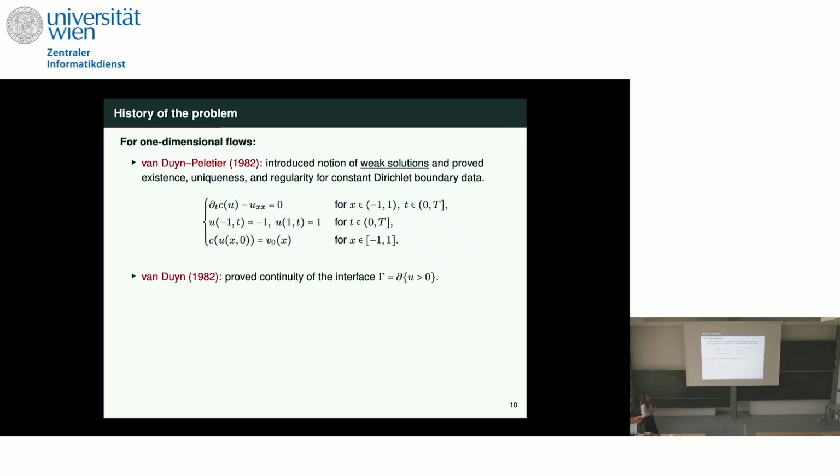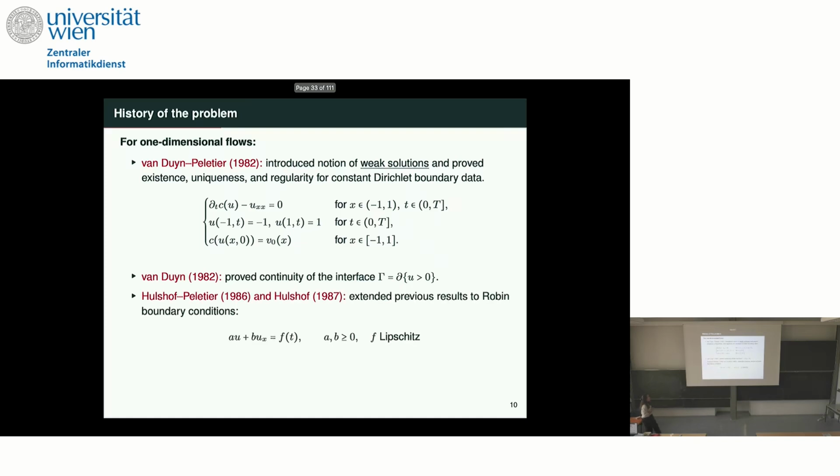Okay, so this is the constant Dirichlet problem, and then a few years later, Khrushchev and Pelletier extended these results to more general boundary conditions. Okay, so they consider boundary conditions of this type. So for example, if B is 0 here, then this is a non-homogeneous Dirichlet condition. Okay, so it's extending the results that Van Duyn and Pelletier proved in '82. And also when A is 0, then this is a Neumann type condition. And then, of course, the Robin type, okay?